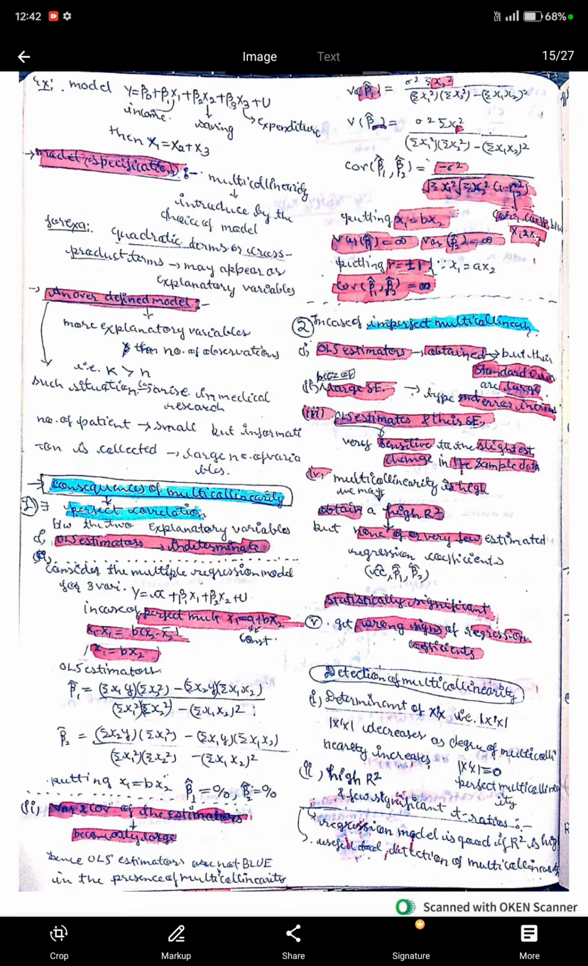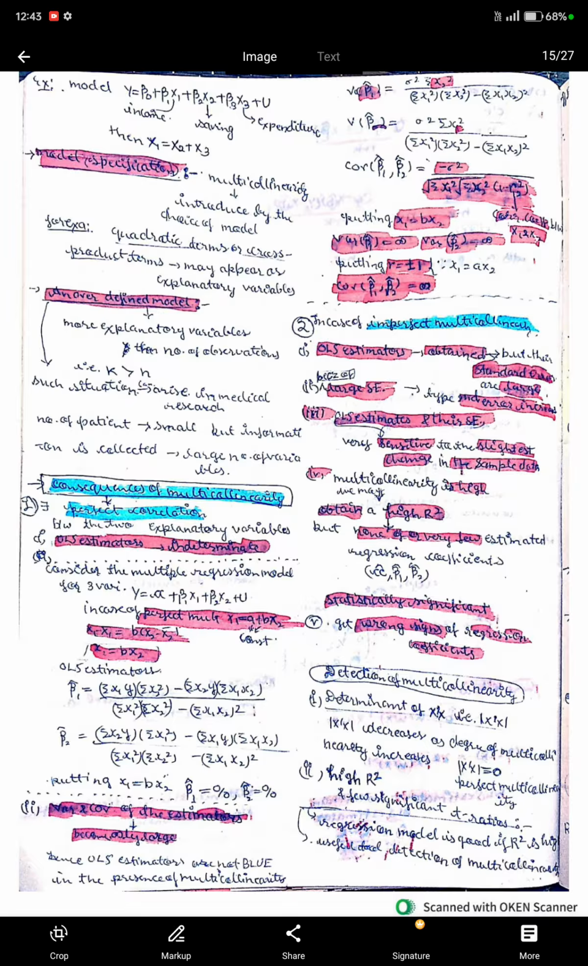Model specification: multicollinearity introduced by the choice of model. For example, quadratic terms or cross product terms may appear as explanatory variables. An overdefined model: more explanatory variables than the number of observations, that is k is greater than n. Such a situation arises in medical research when the number of patients is small but information is collected on a large number of variables.